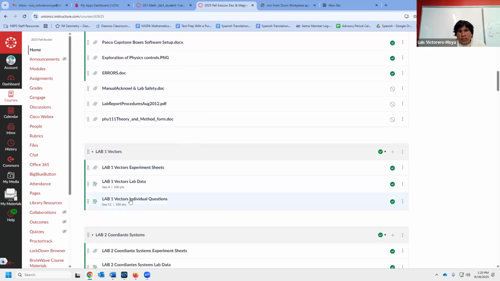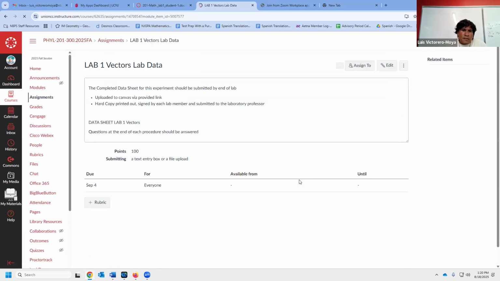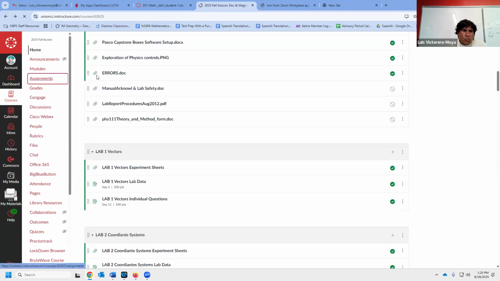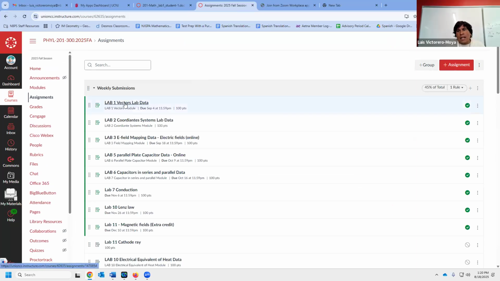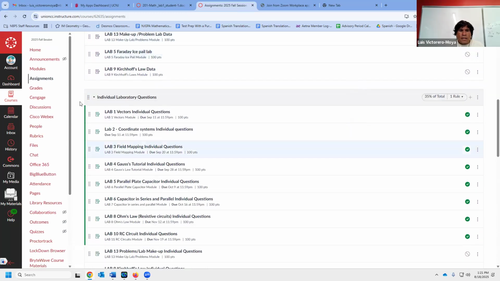So lab 1, you're gonna find all this. This is where you're gonna submit it in assignments. So you will go to assignments and you're going to submit your vectors lab data. That's gonna be your submission. So all this has to come out. We're not doing that yet. And then there's going to be individual questions.